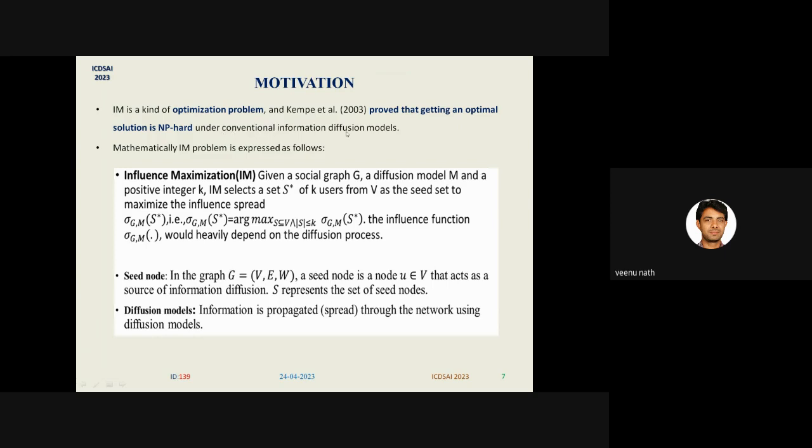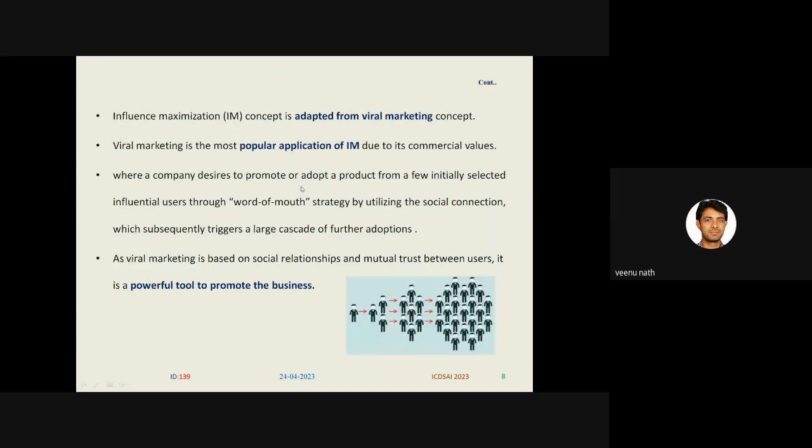Under conventional information diffusion models, this is the mathematical definition of influence maximization. Seed nodes are nodes that act as the source of information diffusion, meaning they act as information propagation nodes. With the help of a diffusion model, they can propagate information in the network. With these seed nodes and diffusion models, we can propagate data from one user to another. This is the motivation.